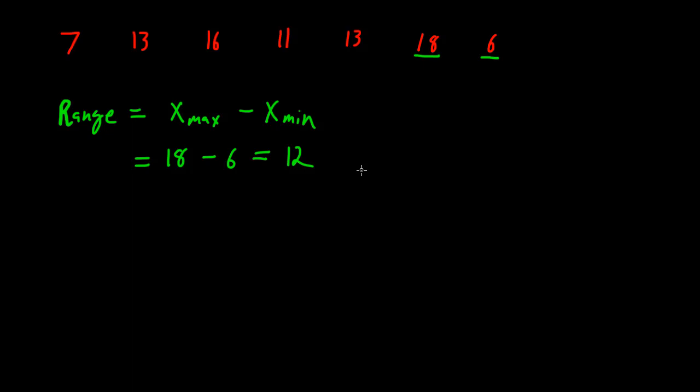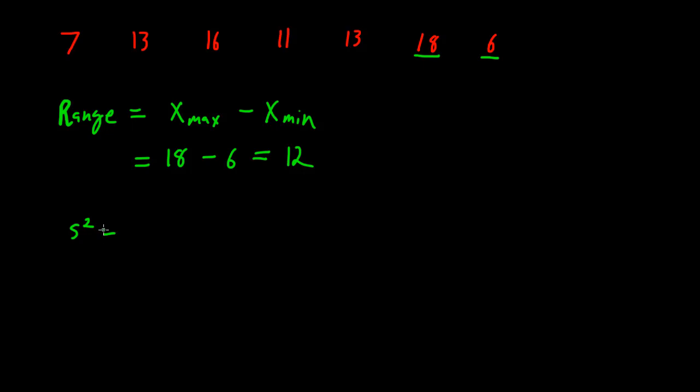Now the other method that we have for measuring variability is what is called the variance of the data set. For the variance, we're going to have two slightly different formulas, one for the population variance and one for the sample variance. We're going to talk about the sample variance first because it's the one that we're going to be using most often throughout this class. So the sample variance we're going to denote with an s squared.